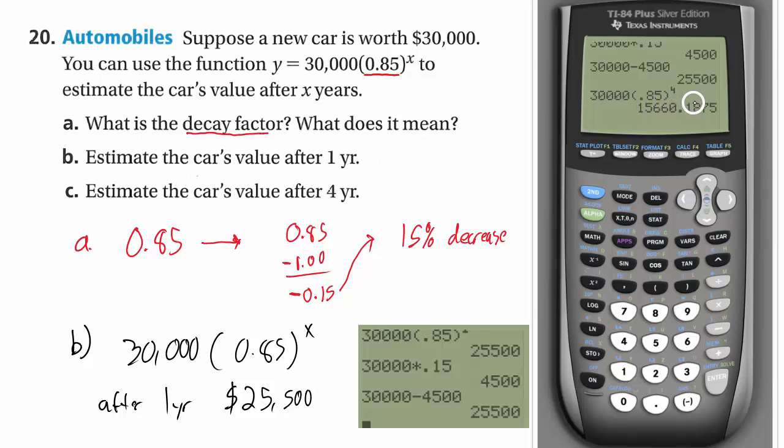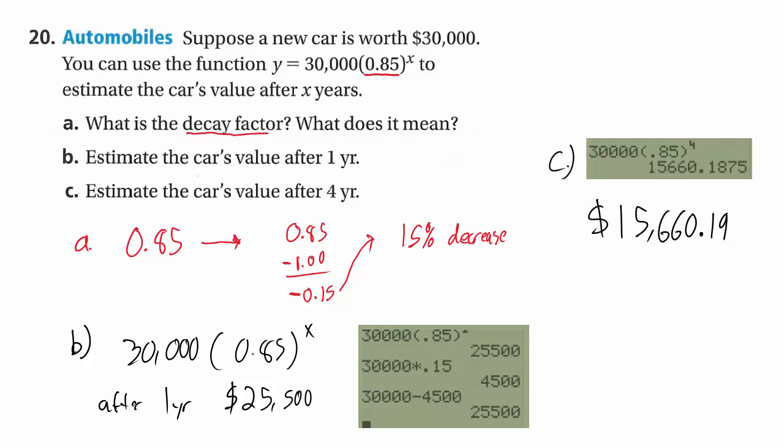It makes sense to round to 2 decimal places because we're dealing with money. So this much in dollars and then 19 cents. So you get this as your value, and this is the value of the car after 4 years. And that's the answer for number 20.